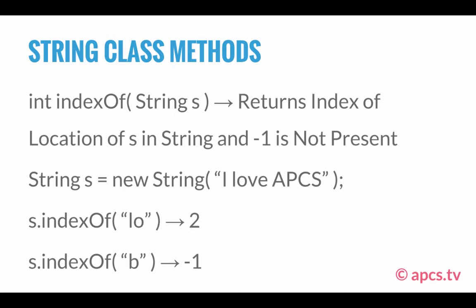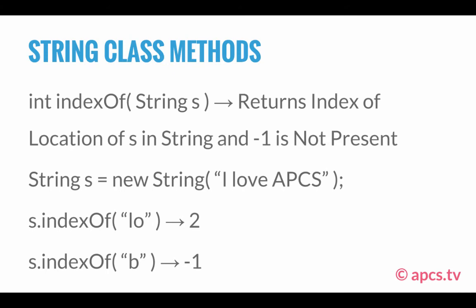And the indexOf method returns an integer, and it also takes in an argument of string type. So it returns the index of the location of the string within a string, and it returns -1 if not present. So let's check an example, and we have String s = new String("I love APCS").